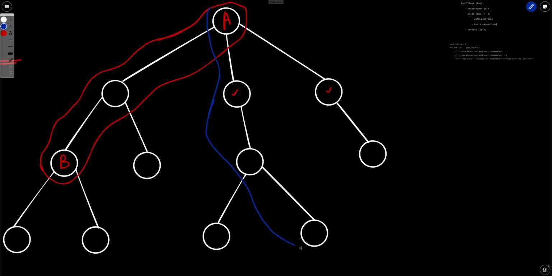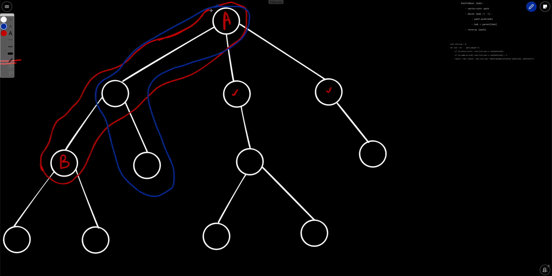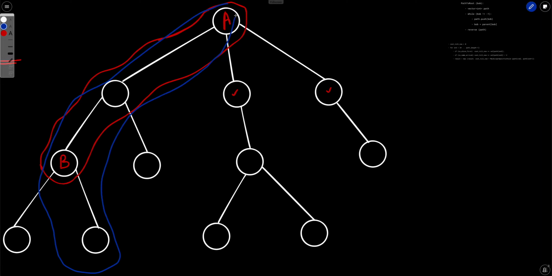Let's say Alice took this path. So what is common between Alice and Bob? Only this node, right? Either this node would be common, or these two nodes would be common, or these three nodes would be common. Either this or maybe this. So hope you can see the pattern here. Only a particular prefix of the path will be common between Alice and Bob.